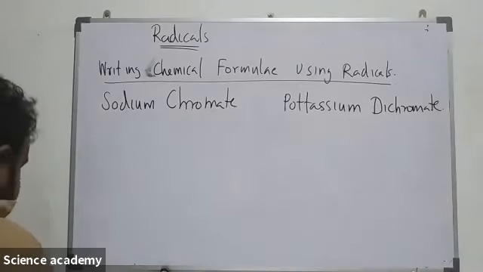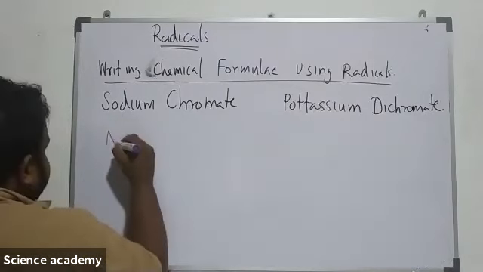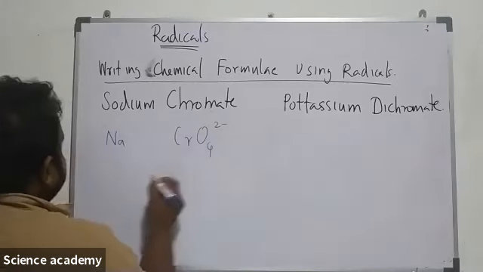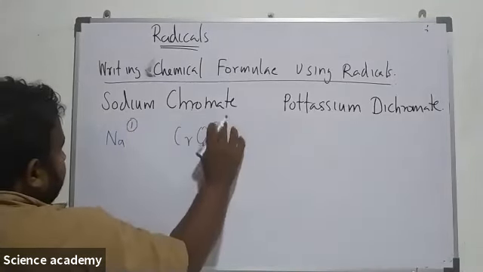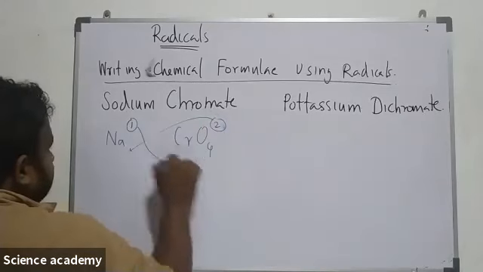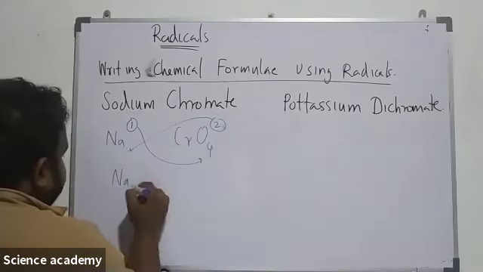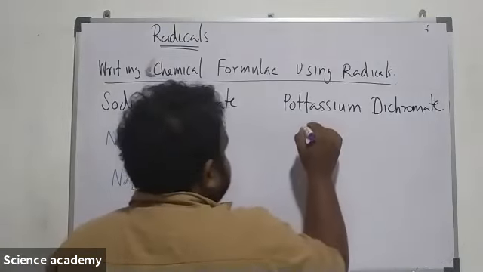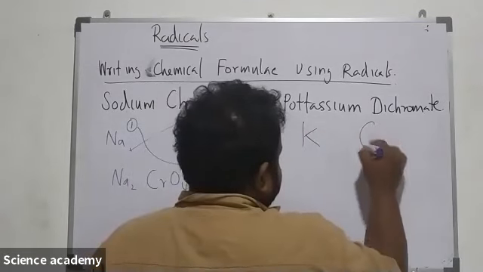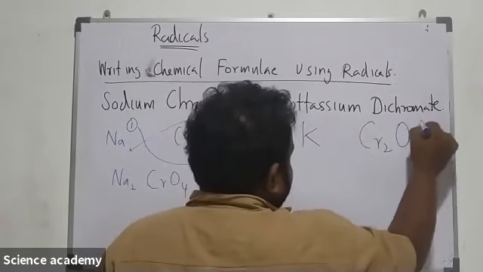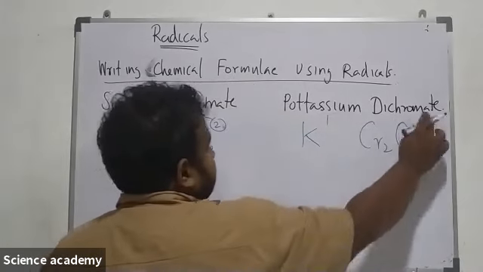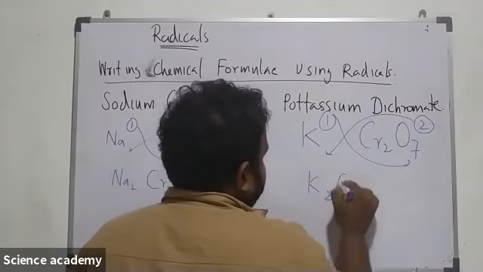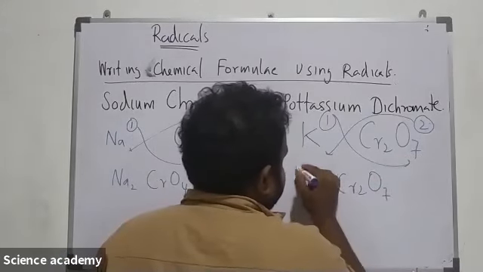Right? So when you write sodium chromate, sodium is Na, chromate is CrO4 2 minus. So 1 valency, 2 valency: Na2CrO4. Potassium dichromate: potassium is K, dichromate is Cr2O7 2 minus. 1 here, this 2 comes down, potassium goes there: K2Cr2O7.